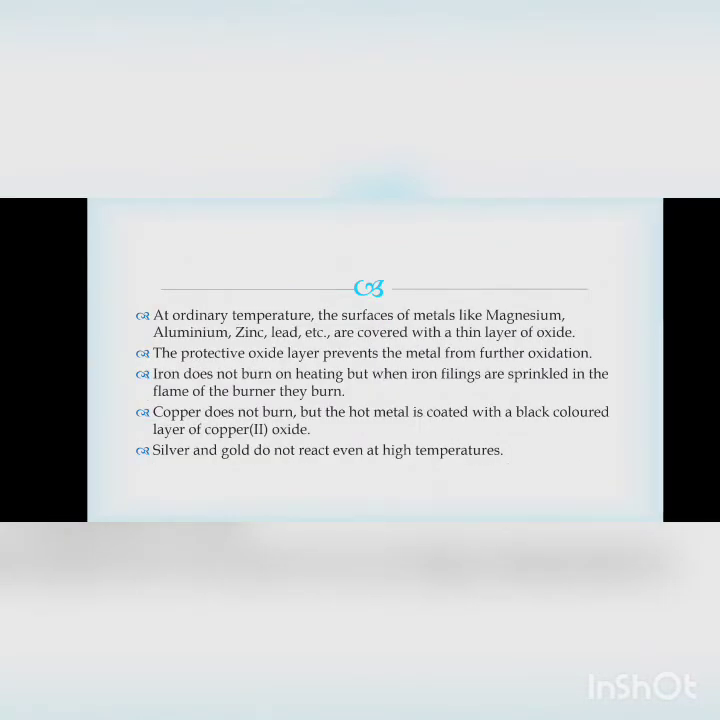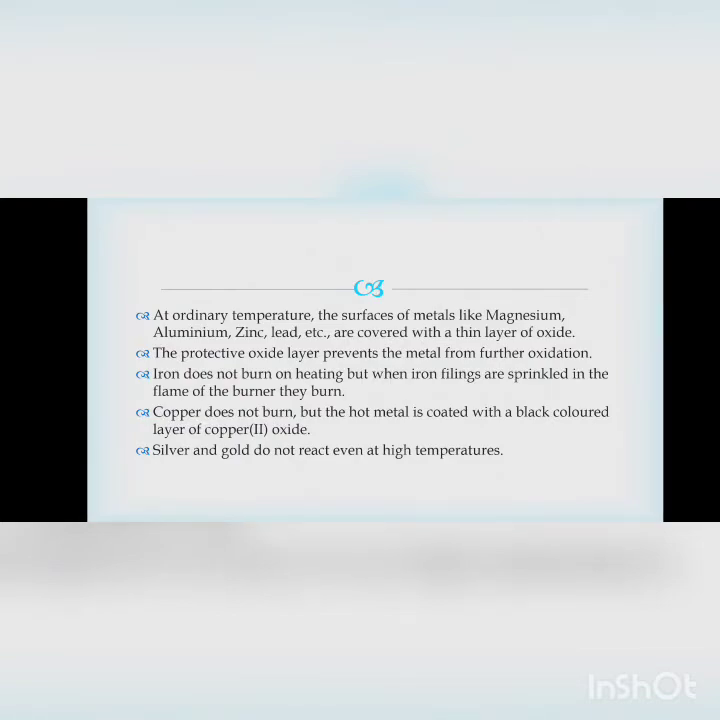At ordinary temperature, the surfaces of metals like magnesium, aluminium, zinc, lead are covered with a thin layer of oxide. The protective oxide layer prevents the metal from further oxidation. Iron does not burn on heating, but when iron filings are sprinkled in the flame of a burner, they burn.